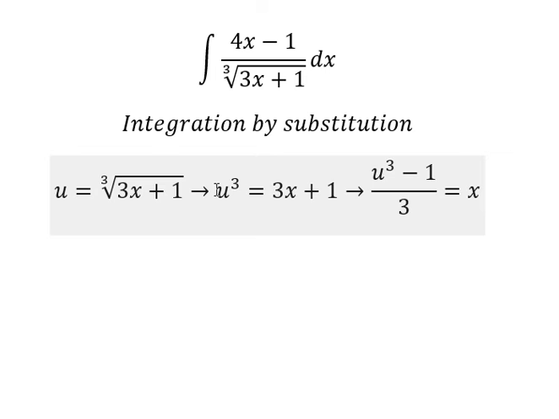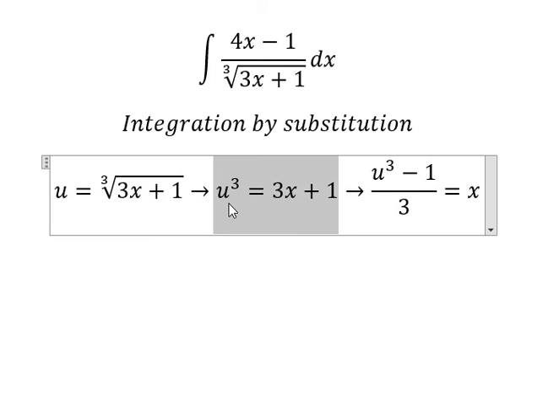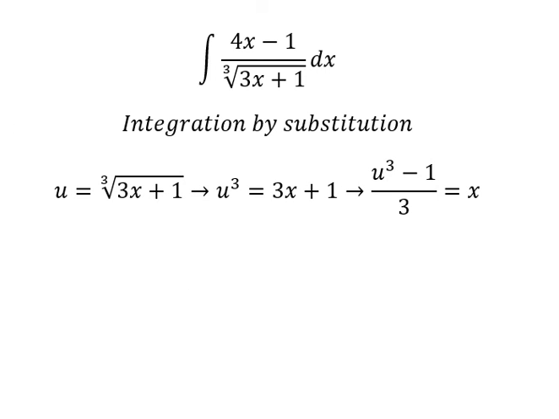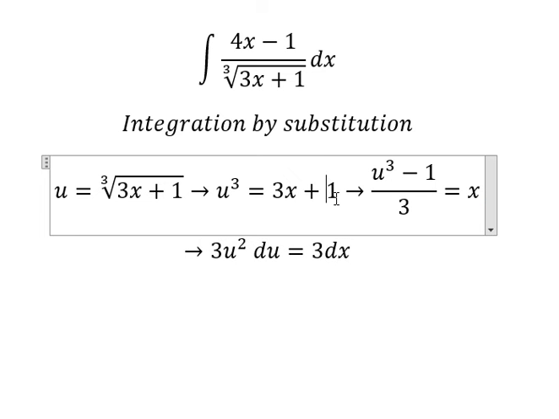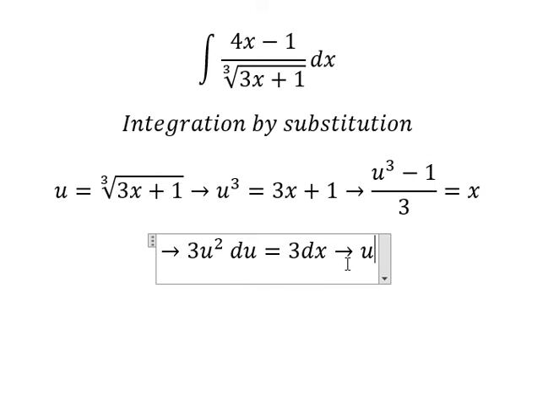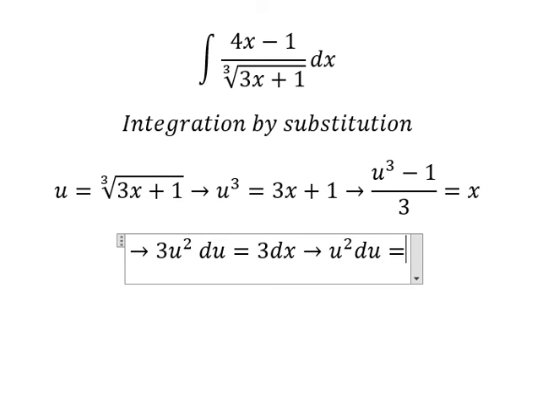Next, we need to first take the derivative of both sides. So this one we have 3u squared du. This one we have number 1. This one is the constant, so you get 0 in here. Later, we simplify both sides.